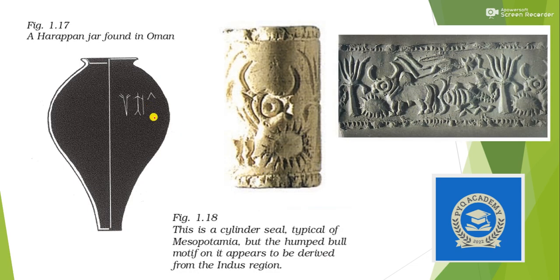And you also find that there was a close trade contact between these contemporary civilizations. So you will find mention of connection with Oman as well as the Mesopotamian civilization with the help of a Harappan jar found in Oman. Okay, a seal cylindrical in shape, which was not usual in the Harappan civilization, but usual in the civilization of Mesopotamia and Oman. Okay, and you can see the cylindrical seal typical of Mesopotamia, but the humped bull motif on it appears to be derived from the Indus region.